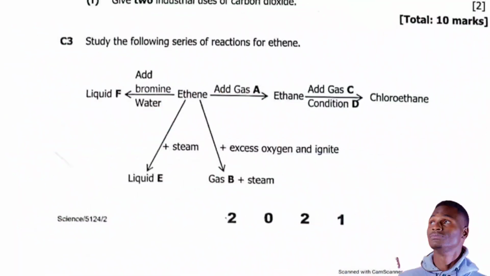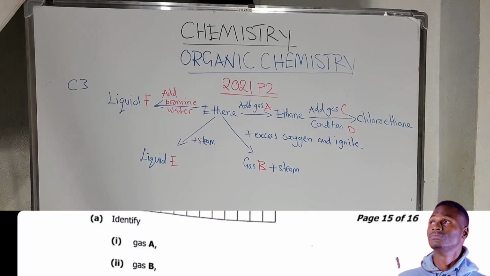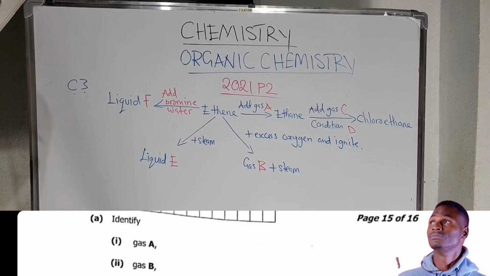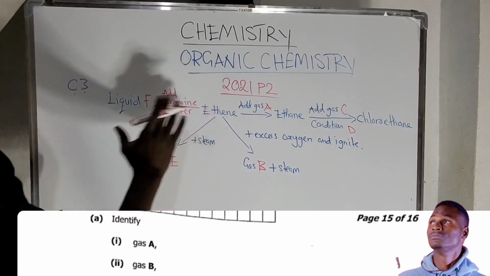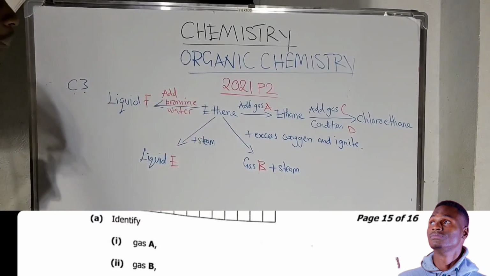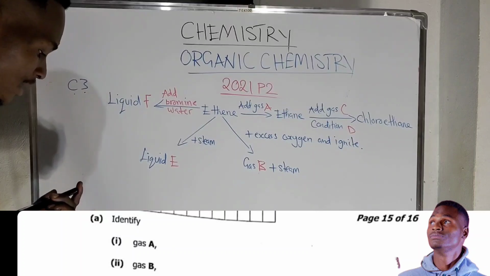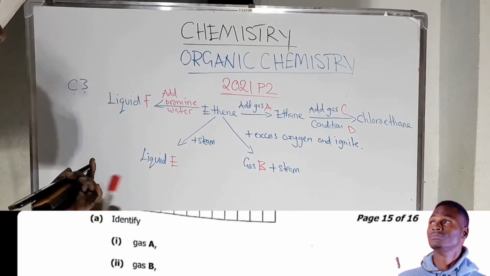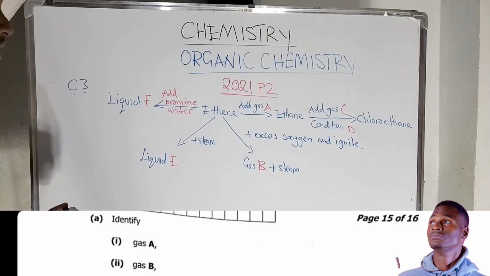Okay, guys, we have 2021 paper 2, organic chemistry, section C, question 3, worth 10 marks. This is the reaction scheme that is here. Let me explain a few things as I'm going, and I'll even be answering some of the questions.